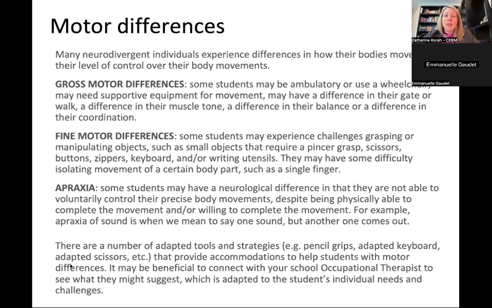And so again, there are a number of adapted tools and strategies, whether we're using pencil grips or we're using an adapted keyboard or an adapted scissor, that can help provide accommodation to help the student with motor differences. It may be beneficial, again, to communicate with your school occupational therapist and to see what they have to suggest that could be specific to that individual's needs and challenges.